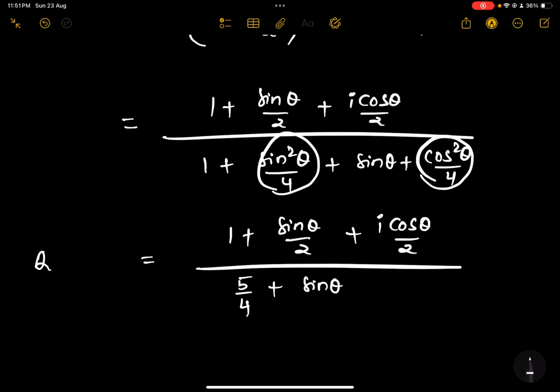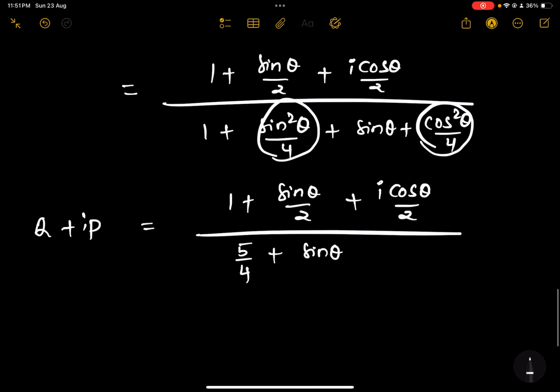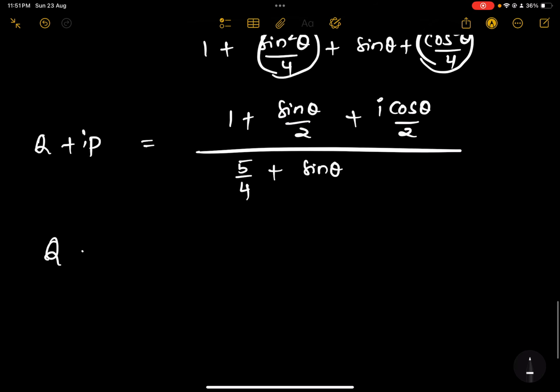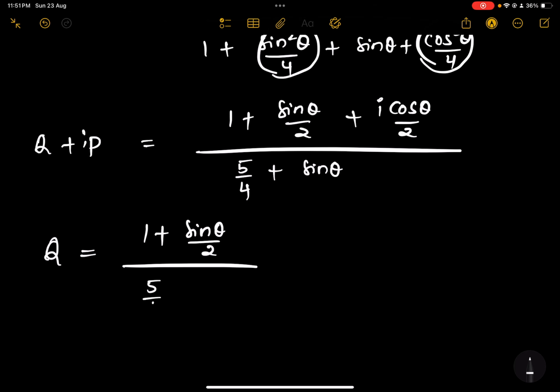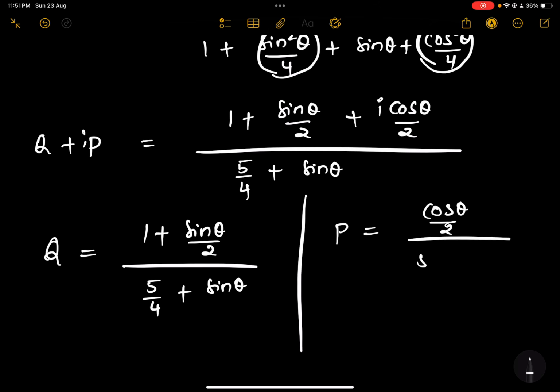So this is q plus ip. Compare real terms and imaginary terms and you'll get q is equals to 1 plus sin theta by 2 upon 5 by 4 plus sin theta, and p is equals to cos theta by 2 upon 5 by 4 plus sin theta.